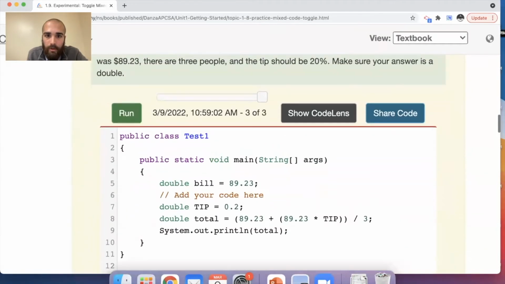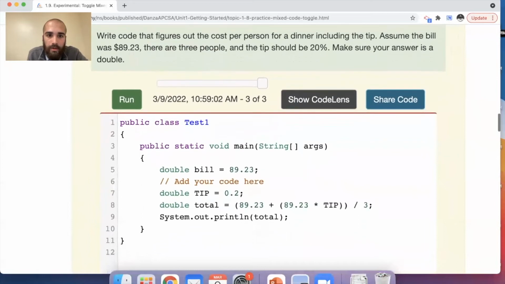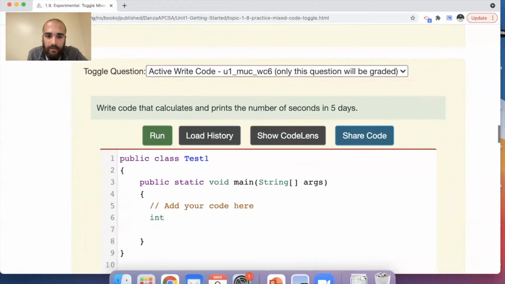I'm on 1.9, but I'm on question number 6. Yeah.